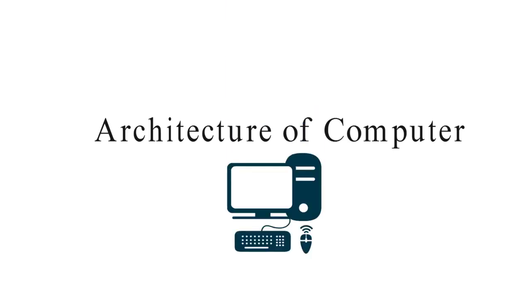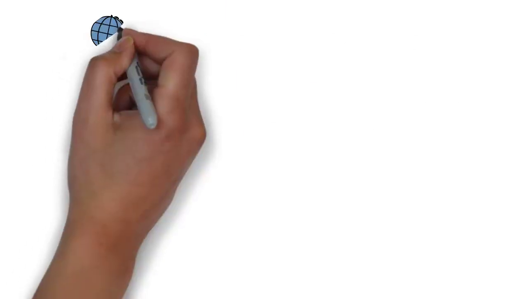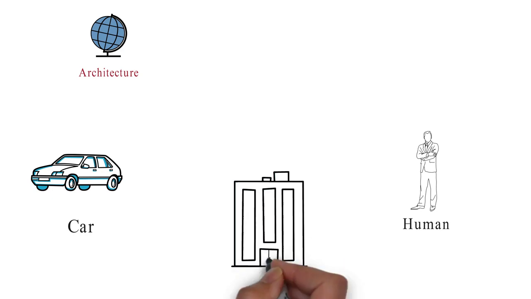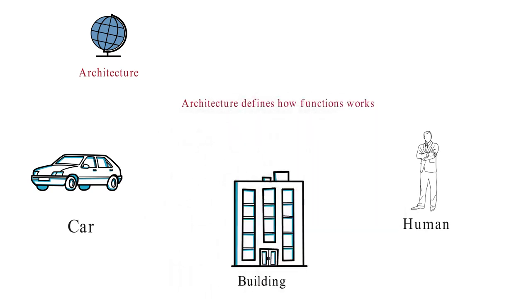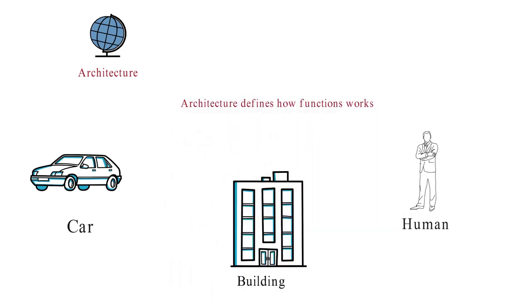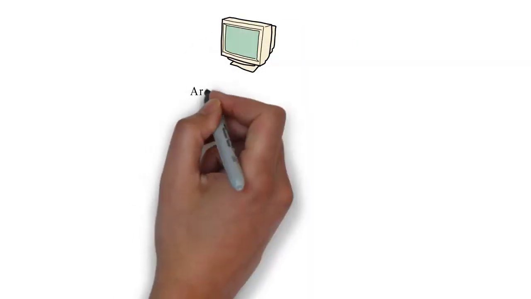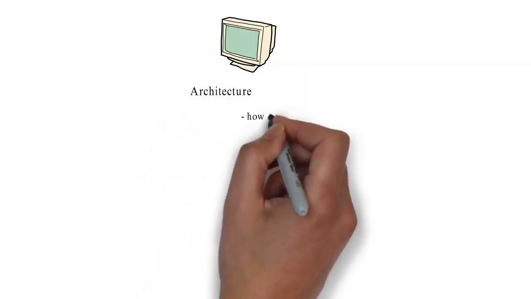Architecture of computer. Every object in the world has its own architecture. Like human has its body architecture, car has its own architecture, even building and offices has its own architecture. Architecture defines how function works. The same way computer has its own architecture, on which computer runs.